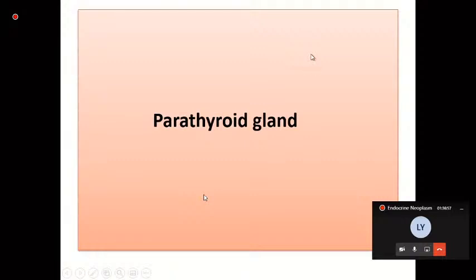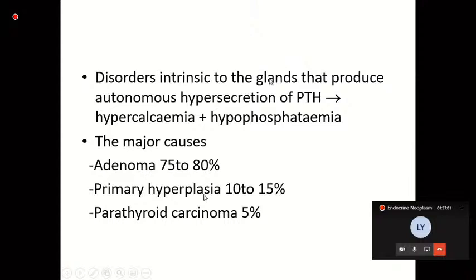So for the parathyroid gland, the disorder of the gland produces autonomous hypersecretion of parathyroid hormone. So it leads to hypercalcemia and hypophosphatemia. The major cause is adenoma, the most majority is adenoma. Also primary hyperplasia and parathyroid carcinoma.